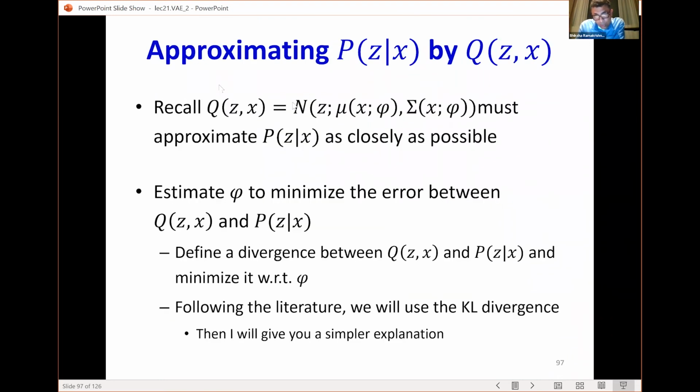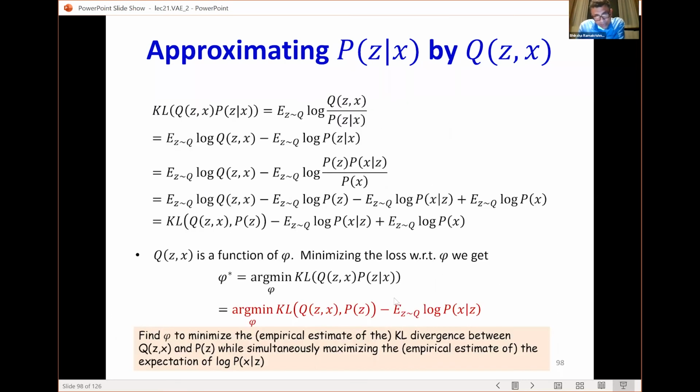Recall that Q is a Gaussian with mean mu and variance sigma, right? And you wanted to approximate P of z given x as closely as possible. So what we will do is to try to estimate this phi to minimize the error between Q and P of z given x. And for this, we want to quantify the divergence between these two guys. I'm going to use the KL divergence.